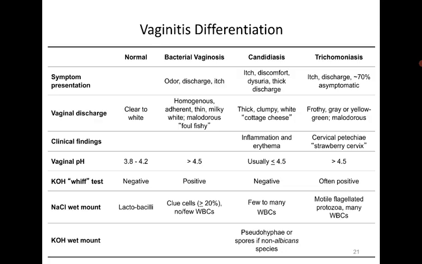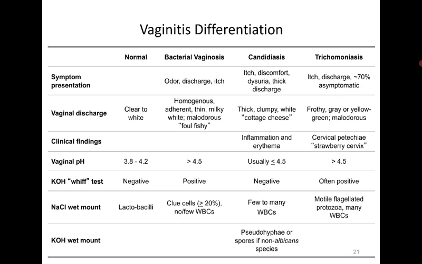So how will we differentiate bacterial vaginosis, candidiasis, trichomoniasis and normal bacterial vaginal flora? Symptoms of presentation: bacterial vaginosis, odor, discharge and itching; candidiasis is very itchy, discomfort, dysuria, thick discharge. In trichomoniasis, itch, discharge; 70% will be asymptomatic. The vaginal discharge is clear to white, homogeneous. In bacterial vaginosis, homogeneous, thin, milky white, malodorous, foul; in candidiasis, thick, clumpy, white, cheesy appearance; in trichomoniasis, frothy, gray or yellow-green, malodorous. Clinical finding: inflammation and erythema, cervical inflammation and erythema seen in candidiasis; in trichomoniasis, cervical petechiae and strawberry cervix.